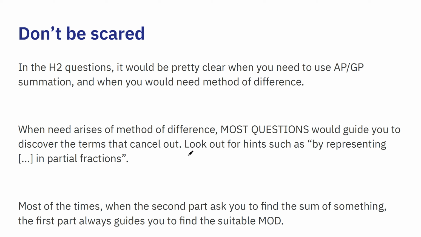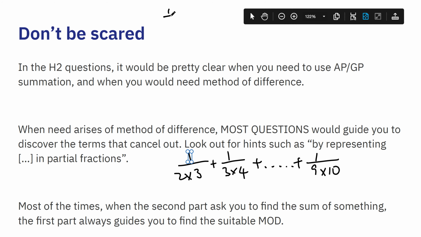Partial fractions can be something like, find this summation. I'm just going to write it out like this, plus so on. This can be written as a summation, up to maybe 9 times 10. If we do partial fractions on each of these fractions, 1 over 2 times 3 is actually 1/2 minus 1/3. 1 over 3 times 4 is actually 1/3 minus 1/4. 1 over 4 times 5 is actually 1/4 minus 1/5. Do you see there's also a cancellation going on here? Most questions will guide you to do partial fractions or something similar.